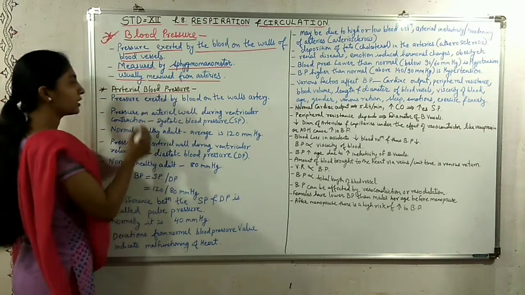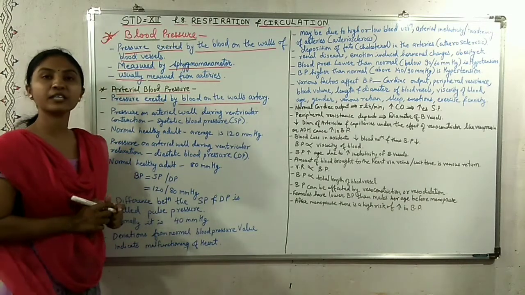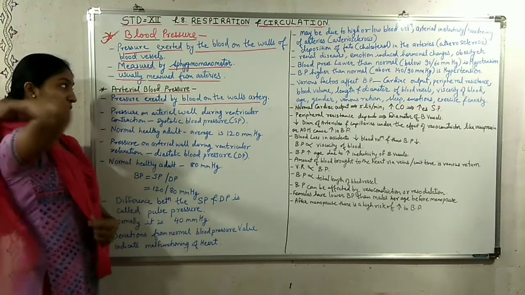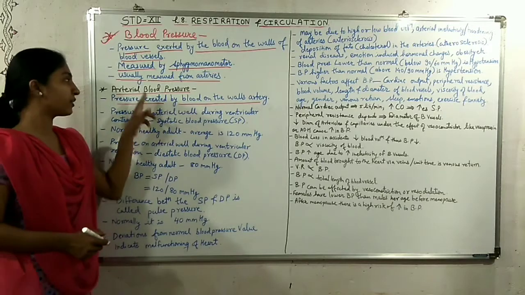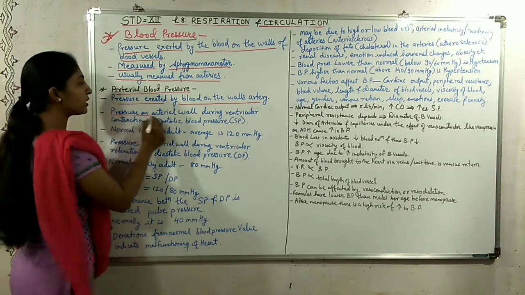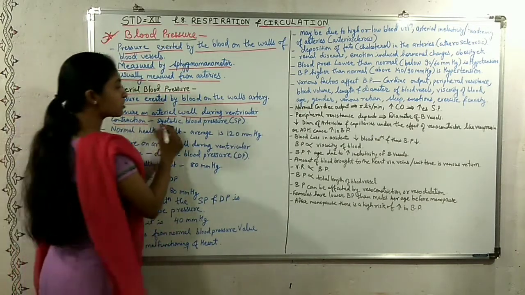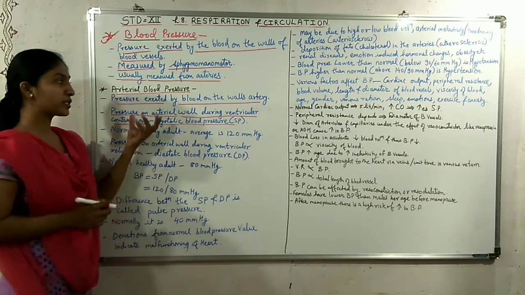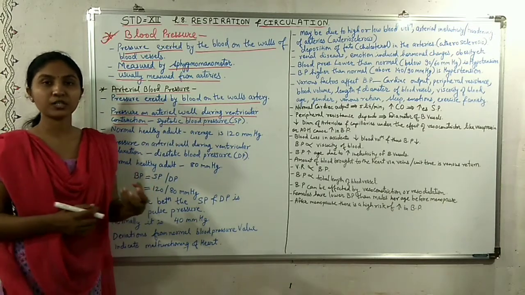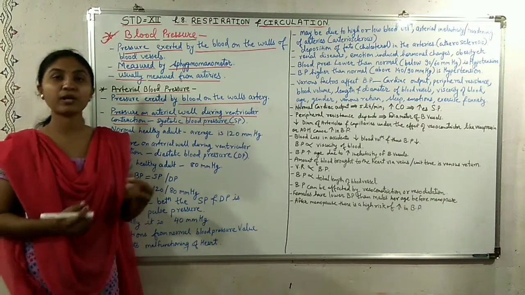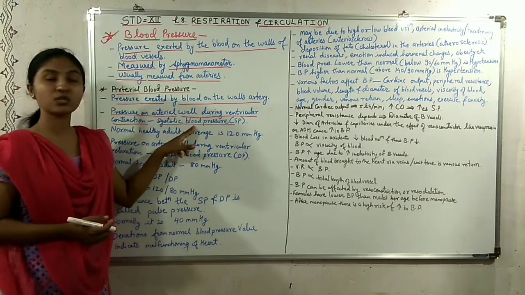Arterial blood pressure. The pressure exerted by the blood on the walls of the artery is called arterial blood pressure. Pressure on the arterial wall during the ventricular contraction is called systolic blood pressure. So, when the ventricles contract, at that time the pressure that is exerted by the blood on the walls of the arteries is called systolic blood pressure.